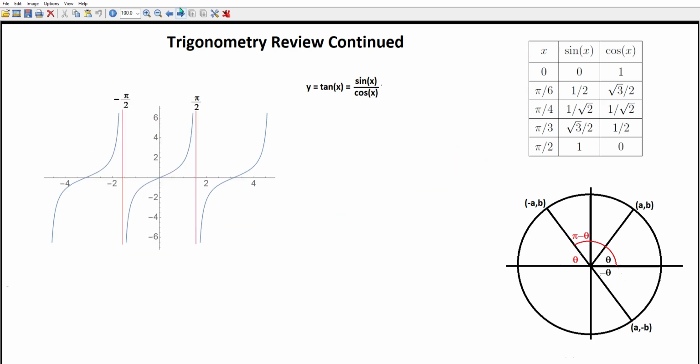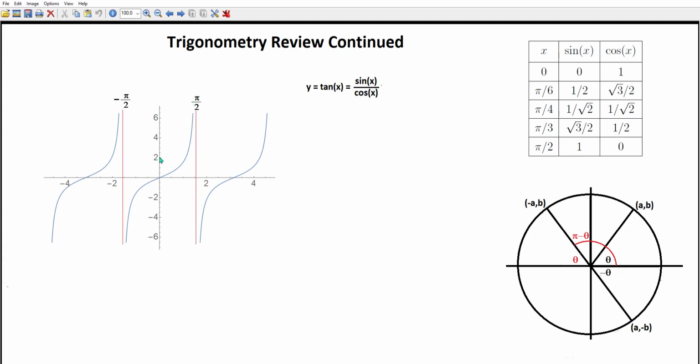Now let's look at one other trig function just to see how they plot. Y is the tangent of x, which is sine x over cosine x. So in the first quadrant, the sine gets bigger. The cosine, which is the denominator, gets smaller. And that means that sine over cosine is going to get bigger and bigger. And at pi over 2, the cosine is 0, which means you get an asymptote.